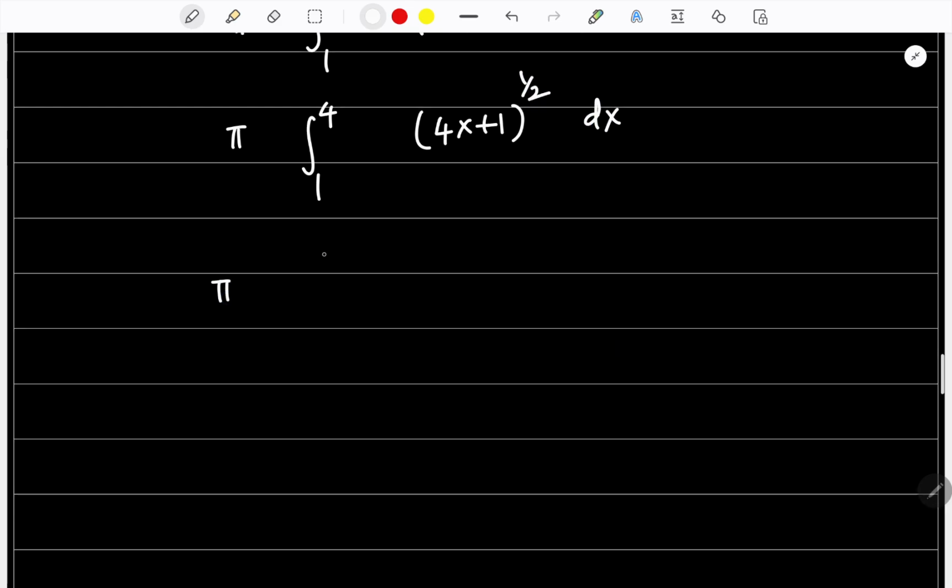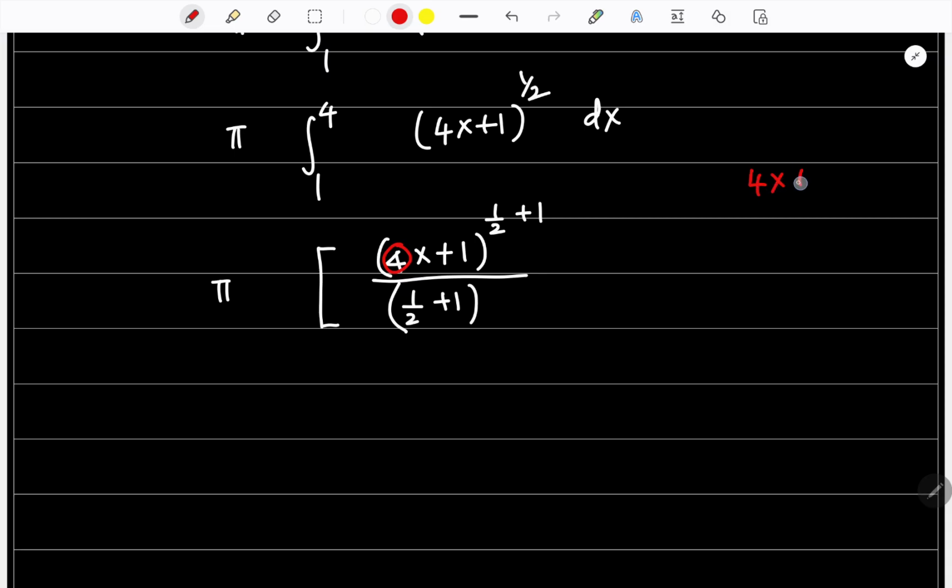So this is pi. Integration is what? 4x plus 1 to the power of half plus 1, divided by half plus 1. Close the bracket. And then look here. If it is x plus 1, you can go ahead, no problem. But it is 4x plus 1. So what is the derivative of 4x plus 1? Derivative of 4x plus 1 is 4. So this 4, you should put it in the down.